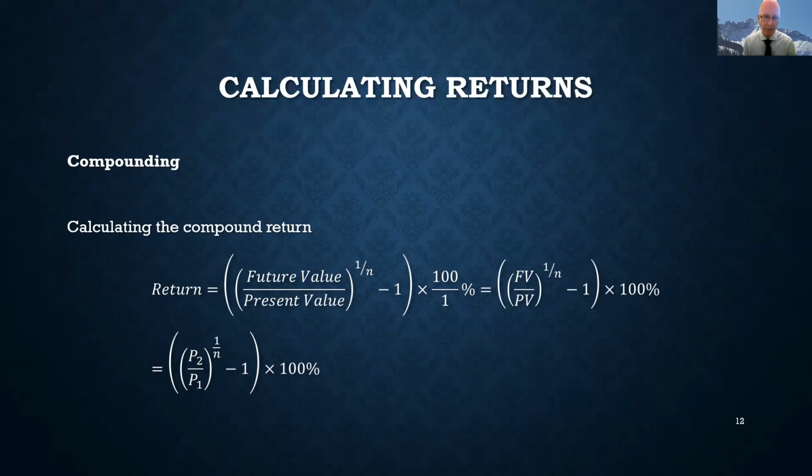Return equals future value divided by present value raised to the power of 1 on n, less 1, times 100% to turn it into a percent. Which also equals FV over PV to the power of 1 on n, less 1, times 100%, or P2 divided by P1 raised to the power of 1 on n, less 1, times 100%. They're all the same equation. They're just 3 different ways of describing it. We'll use these 3 ways interchangeably throughout the unit.